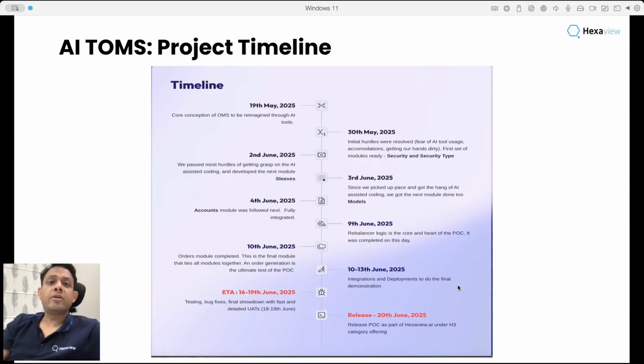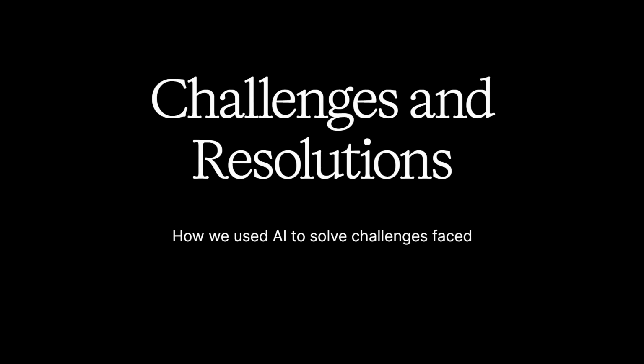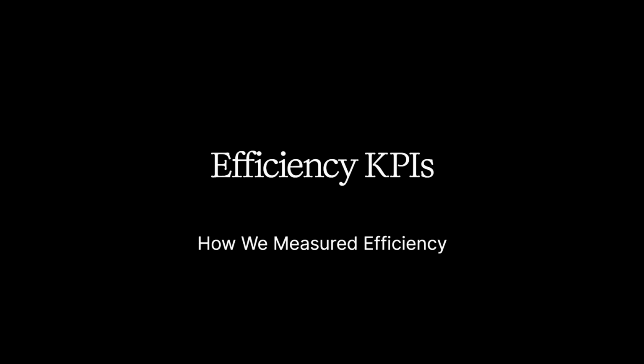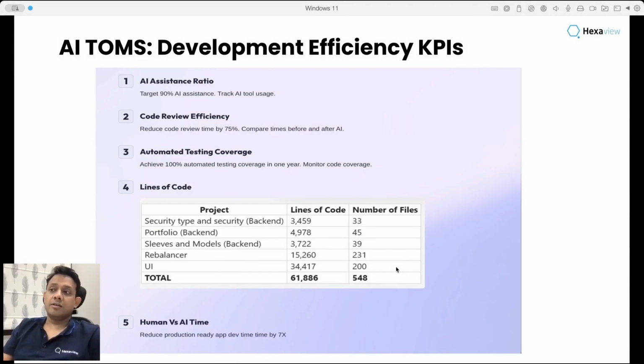I would also like to share the project timelines with you, what we followed in order to create an AI trade and order management system. Let me share with you the challenges that we faced during the duration of this project. We started with certain goals in mind, certain KPIs in mind. Some of them we achieved, some of them we plan to achieve as we move to next phases.